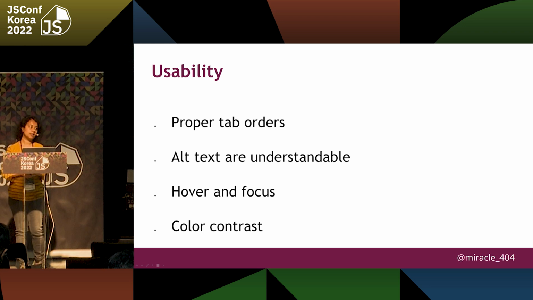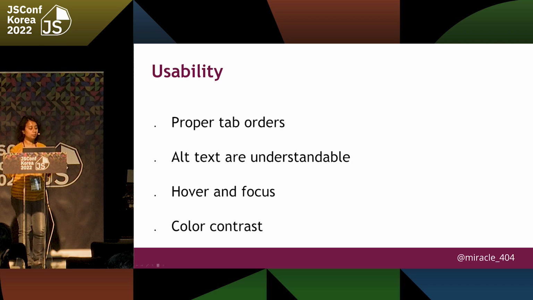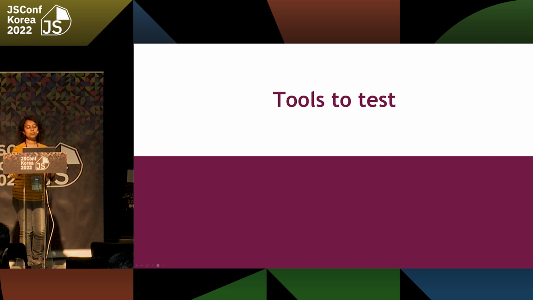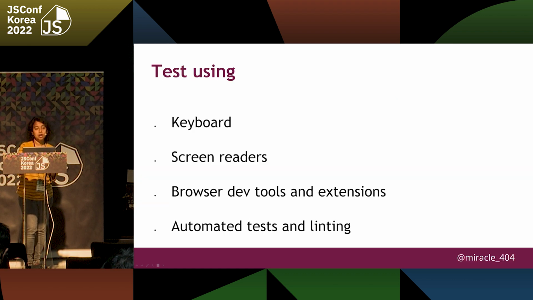Then color contrast. Color contrast is also very important. This won't be caught much in our automated tests, but we need to ensure that the color contrast is proper for all users, whatever content we are providing. Then I would like to list some of the tools which we can use for testing. First, just ditch your mouse and use your keyboard and test all the websites that you are building. You can do it even today.